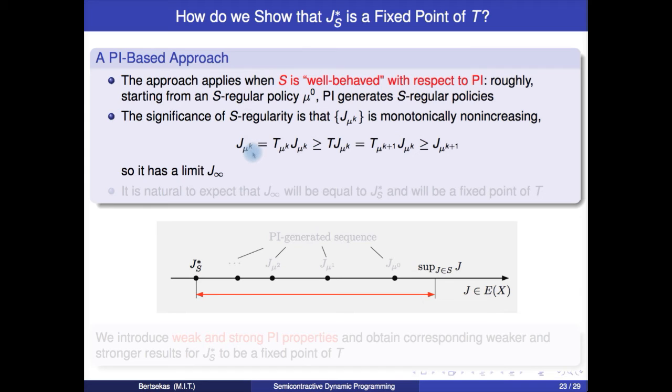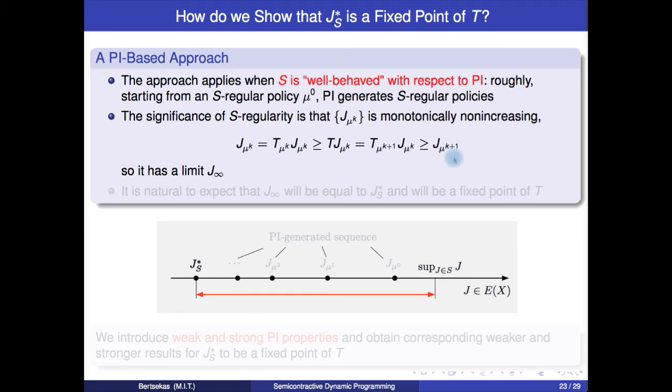Mu k is an S regular policy, the current policy. It satisfies this equation by S regularity. We have this inequality holding, and by the definition of the policy improvement operation, mu k plus 1 is generated as the policy that satisfies this equation. So we have that T mu k plus 1 takes J mu k downwards, and by S regularity again, and using the monotonicity of T mu k plus 1, we have that the next policy is going to be an improved policy over the current policy.